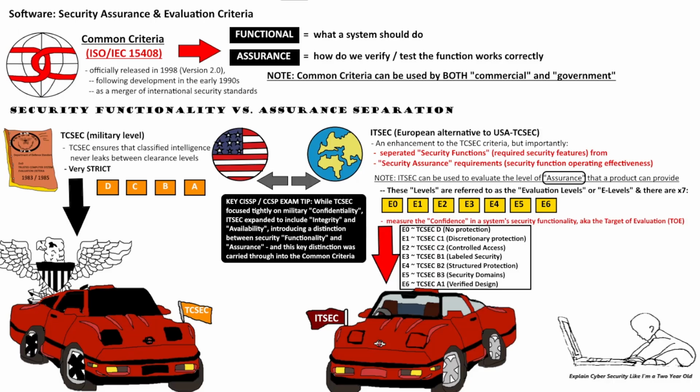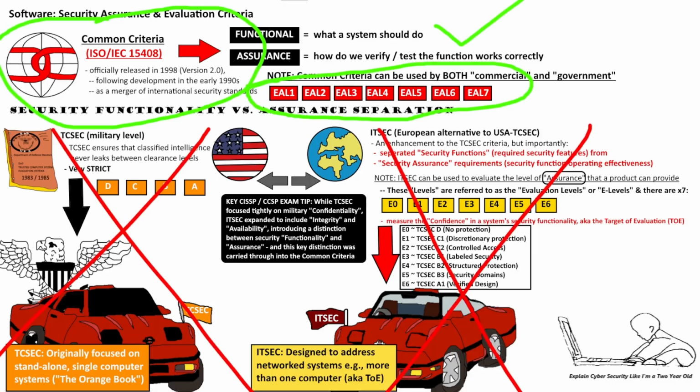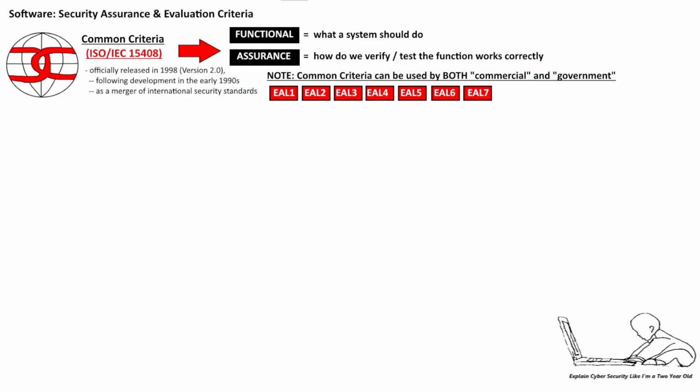And the reason for explaining this historical context through this car analogy is that when we move on now to the common criteria, you'll understand what the levels of that are, which are closely linked to ITSEC and ultimately replace both ITSEC and TCSEC together. And here's one more CISSP CCSP exam tip. TCSEC was originally focused on standalone single computer systems, whereas ITSEC was designed for network systems, e.g. more than one computer, aka the target of evaluation. But ultimately, the common criteria replaced both of these, meaning the common criteria can be used for both commercial and government systems or products. So, on that note, let's deep dive into the common criteria.